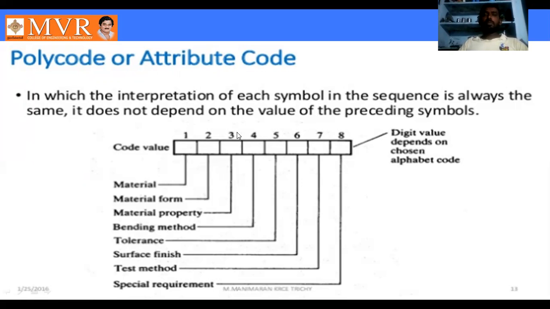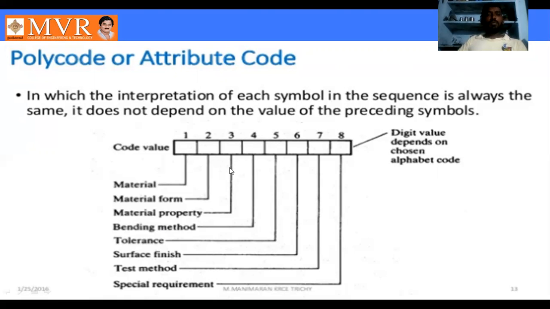See here, an example of the polycode or attribute code. They use code values 1, 2, 3, 4, 5, 6, 7, 8. The first one is code value 1, which is material. This is an example of design attributes. First, you can take the material. Second is material form. Third is material property.